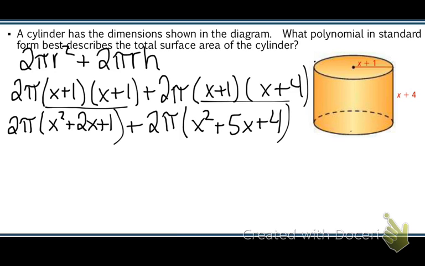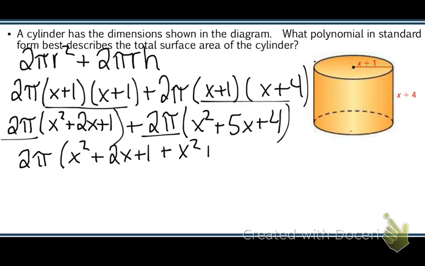Alright, so if you think back to when we did greatest common factor, I can factor something out of both of these polynomials, and that's 2 pi. So I'm going to have 2 pi times all of this added together. Since I was able to factor that out, now I add them together. So x squared plus 2x plus 1 plus x squared plus 5x plus 4.